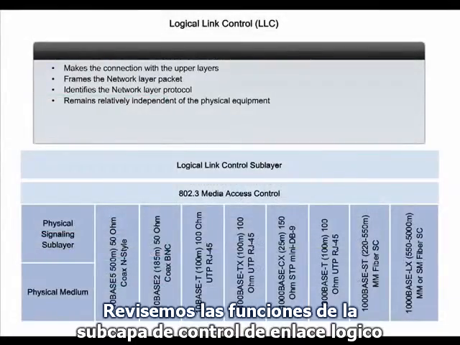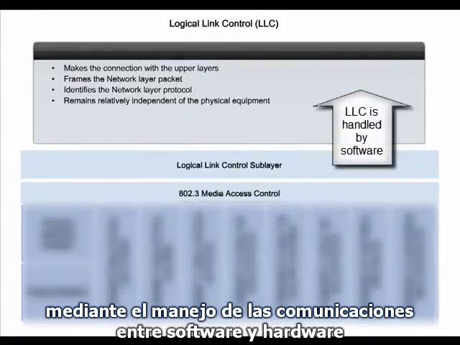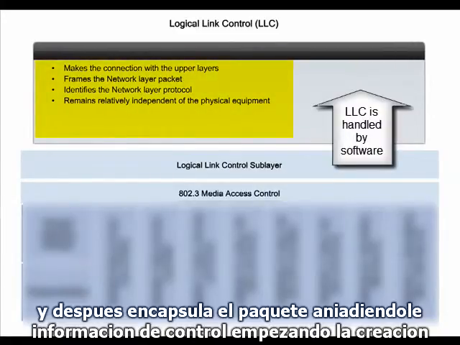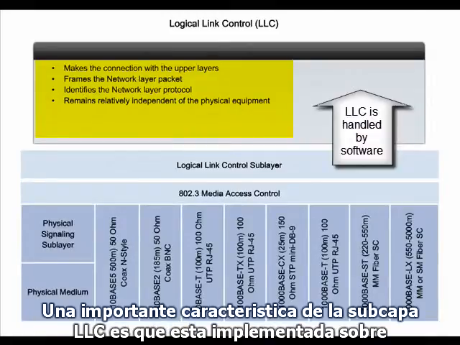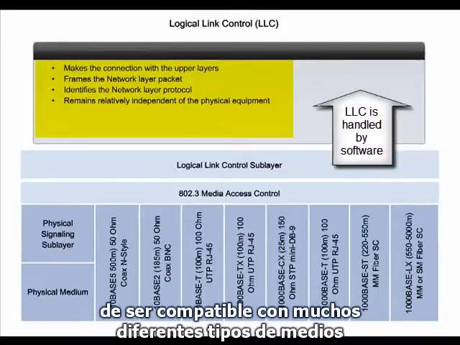Let's review the functions of the logical link control sublayer. The LLC's primary responsibility is to communicate with the upper levels of the OSI stack by handling the communications between software and hardware. The LLC sublayer takes network layer packets from layer 3, identifies the protocol, and then encapsulates the packet with control information, thus creating a layer 2 frame, and sends it to the MAC sublayer. An important feature of the LLC sublayer is that it is implemented in software and thus independent of physical equipment, increasing Ethernet's capability to be compatible with many different types of media.